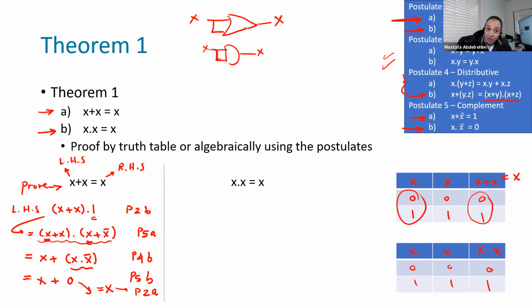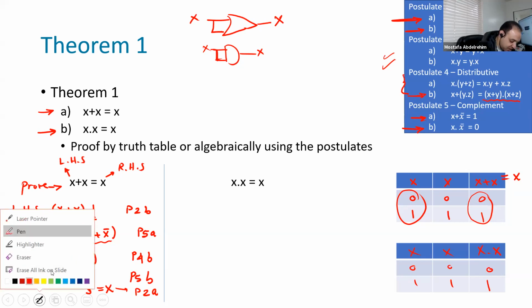Then using the postulates, we can prove theorems, which is what comes next. And actually theorems can use both the definitions, so they can be proved using the truth table, or the postulates that we proved based on the truth table. We did both here. So let's prove x dot x equal to x.